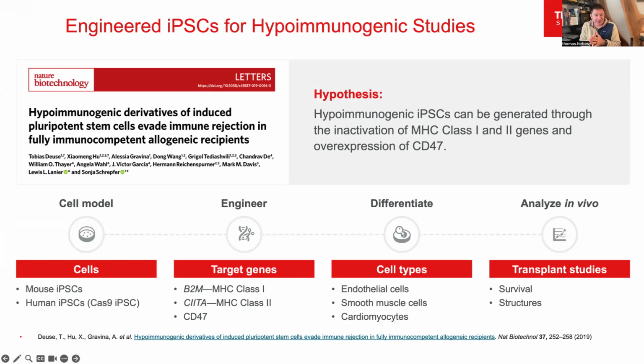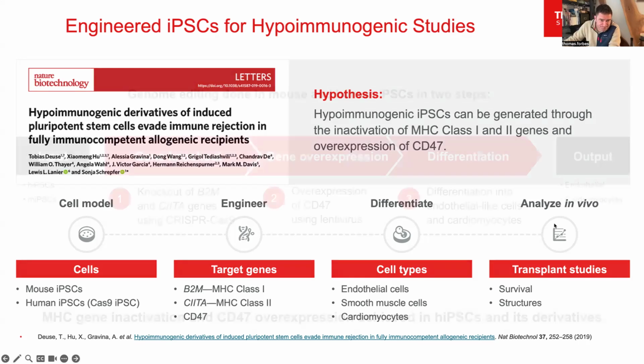CD47 is super cool. It's basically something that acts as kind of this don't eat me signal, if you will. It prevents macrophages and other immune cells from basically engulfing and destroying healthy cells. And so what Dr. Schrafer did is took those iPSCs, she differentiated them into various cell types, so endothelial, smooth muscle, cardiomyocytes, and then transplanted those cells into recipient mice to basically assess their survival and immune interactions.